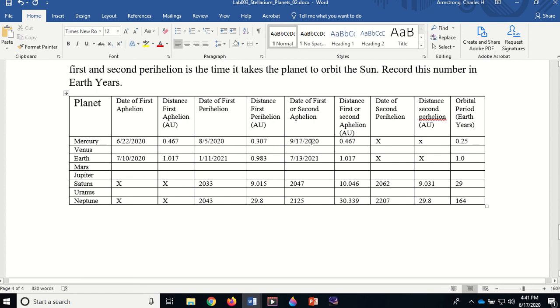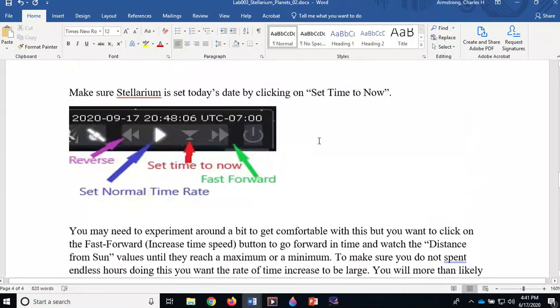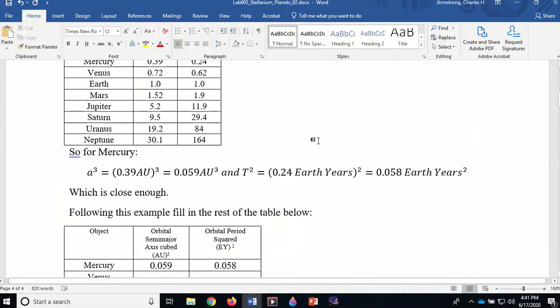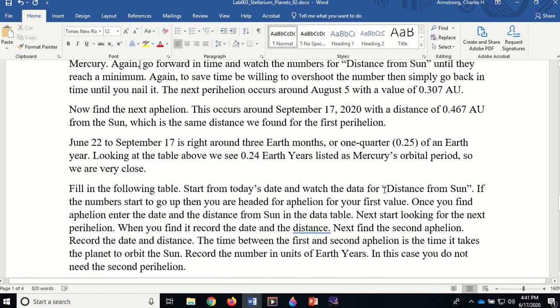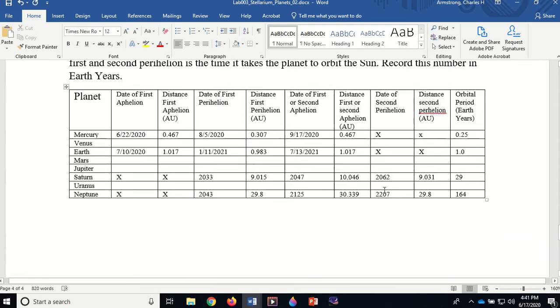3 months is a quarter of a year. So if it's a quarter of a year, it's 0.25 of a year. So it takes Mercury 0.25 years to orbit the Sun. And we look at what we had on our table way up here: 0.24. So 0.24 to 0.25. That's pretty good. I would say very good.